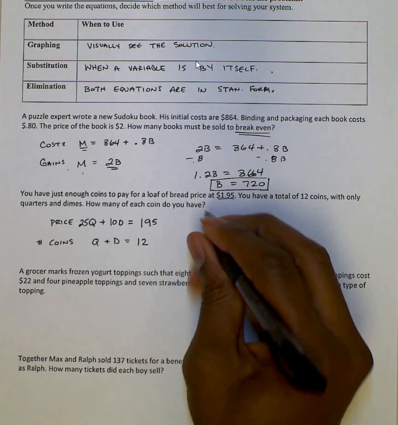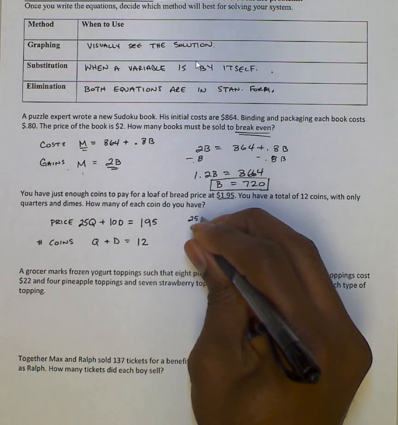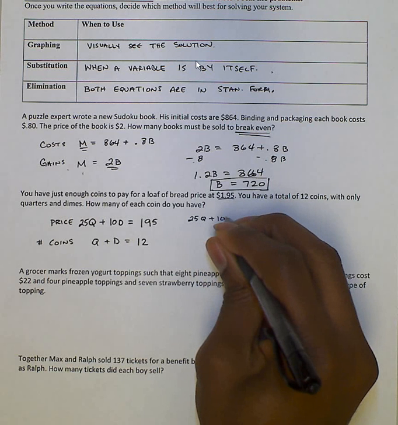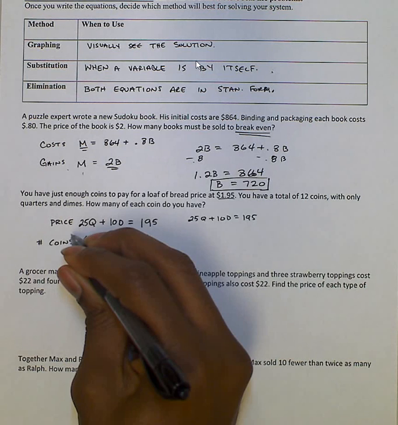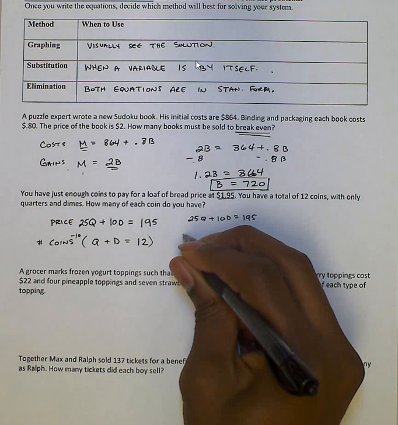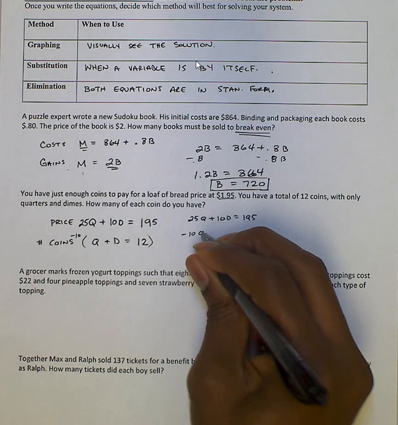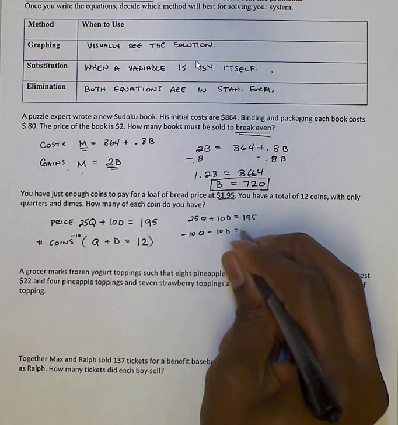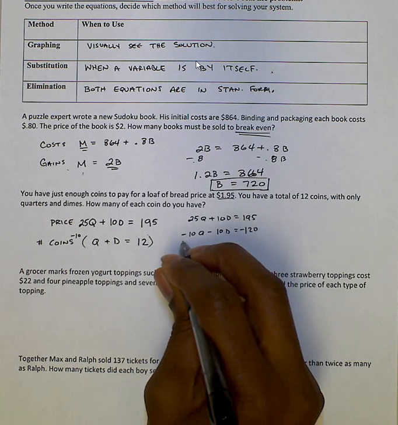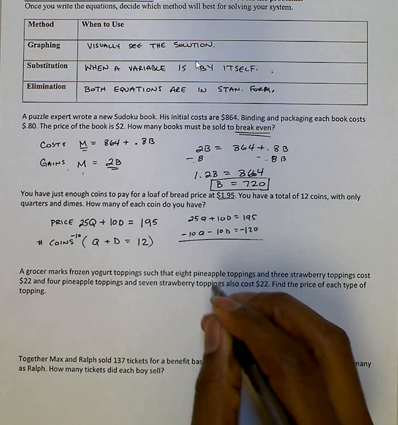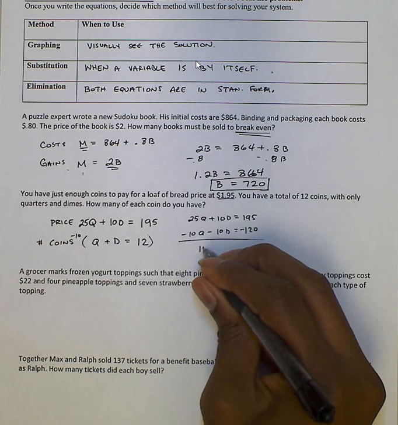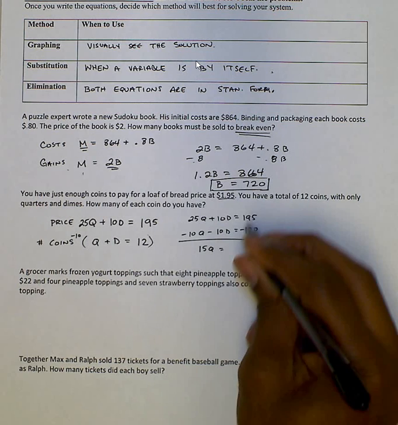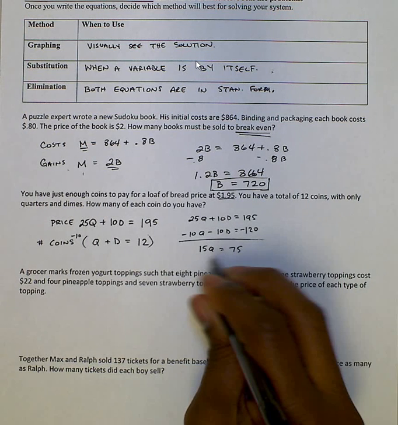I'll rewrite my system here. 25Q plus 10D equals 195. I want to multiply this bottom equation by negative 10. So I have negative 10Q minus 10D equals negative 120. So now I can add all these equations together, and you'll see that I eliminated the D. So I have 15Q equals 75. I'll divide by 15 on both sides.